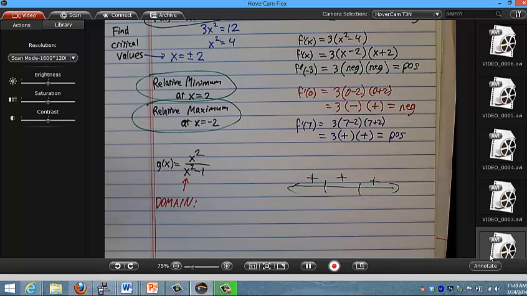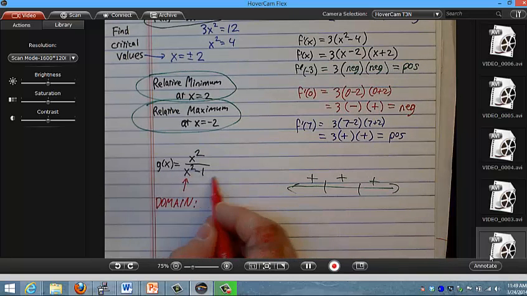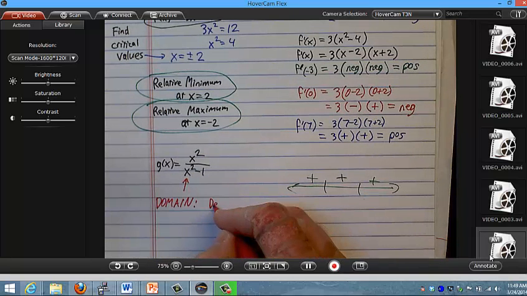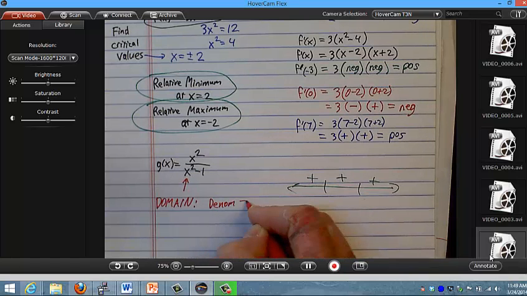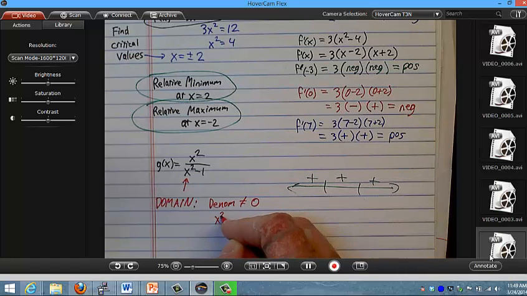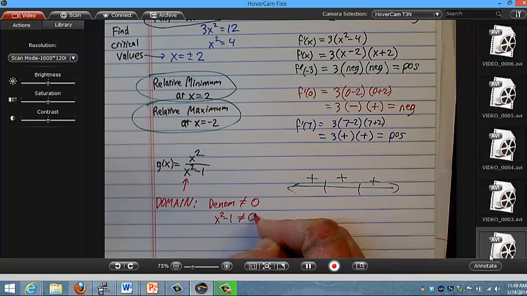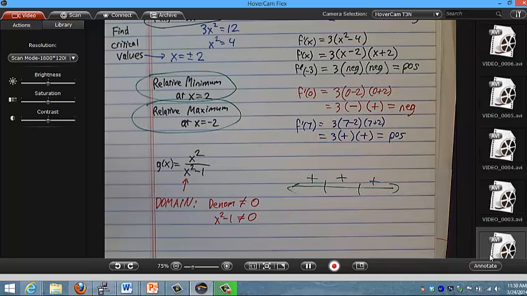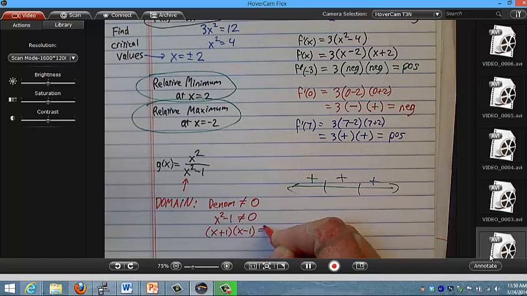Yes, 1, because this denominator is not allowed to equal 0. So x squared minus 1 is not allowed to be 0. Really you're solving an equation, but I put a not equals there instead. And by the way, not only 1, there's another thing it can't equal. If you factor it, you'll see that: x plus 1 times x minus 1 is not allowed to be 0.